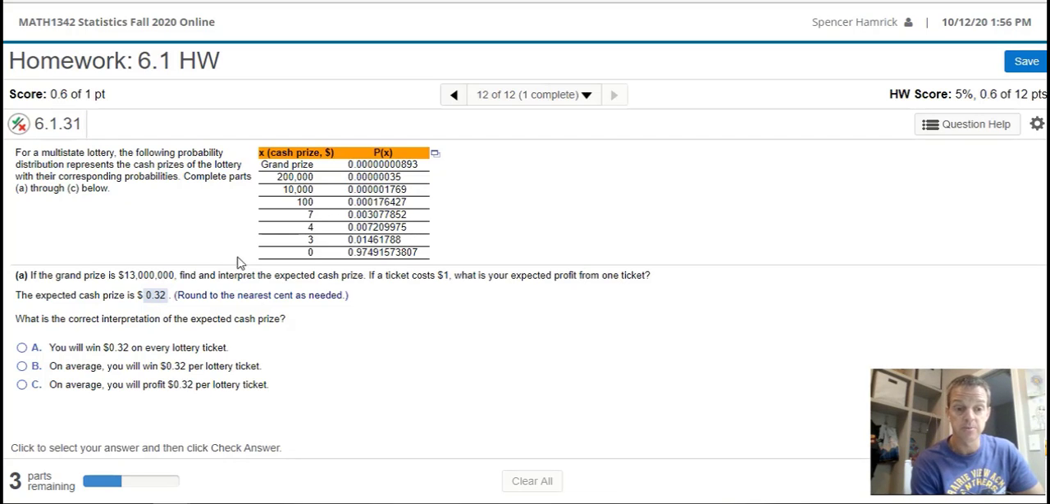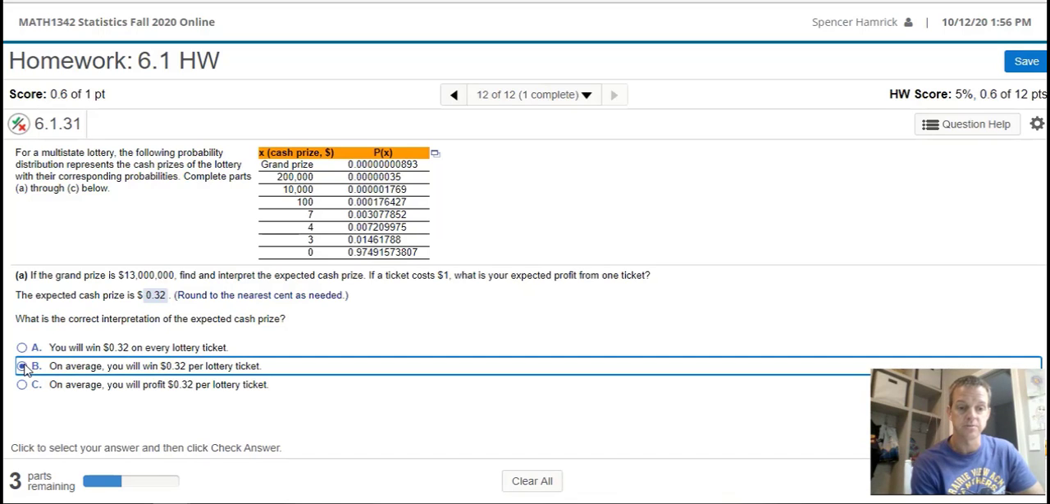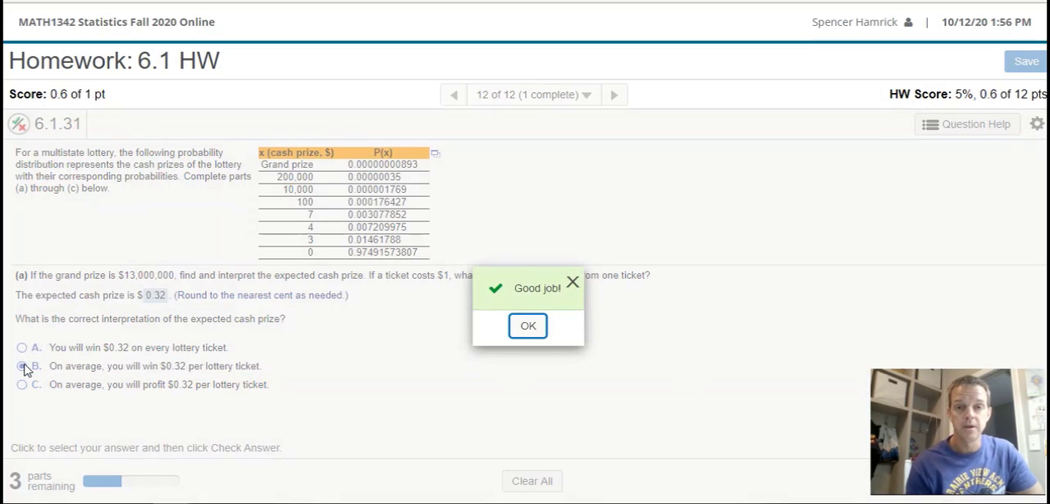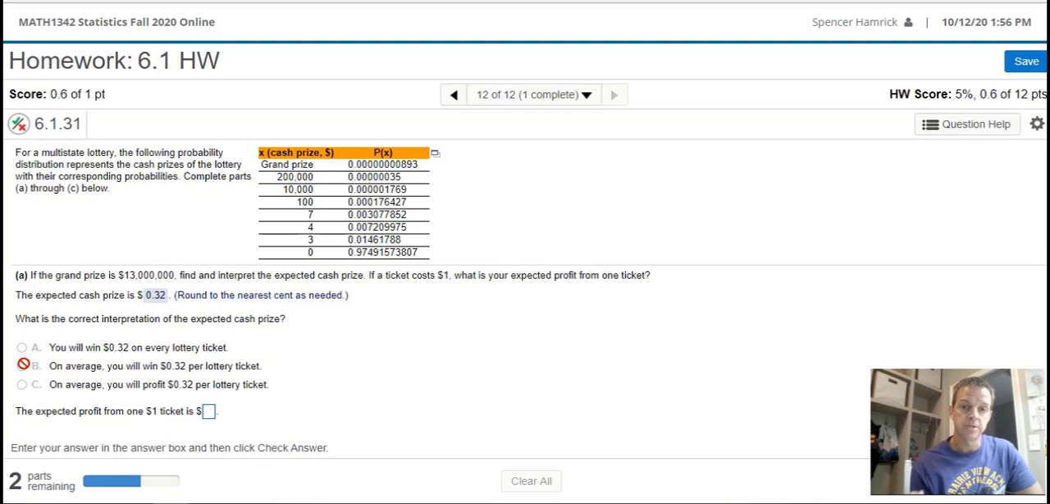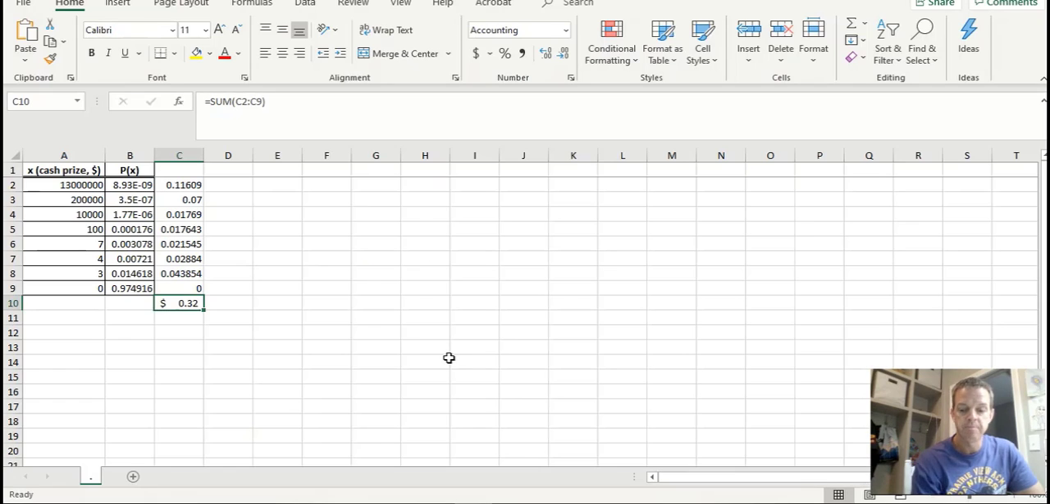And the correct interpretation of that expected cash prize is, on average, you will win 32 cents per lottery ticket is the correct answer, not profit, because now what did you have to pay to participate in this lottery? You had to pay $1. So the expected profit from one $1 ticket is that amount back over here in Excel.